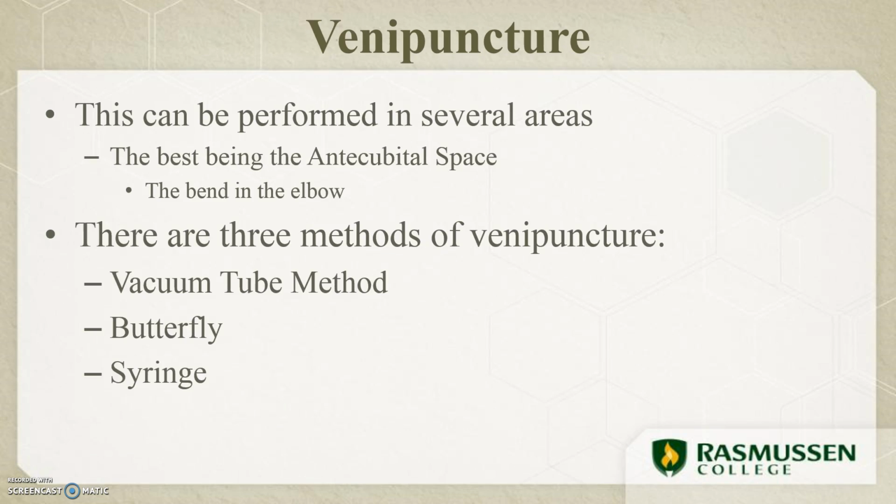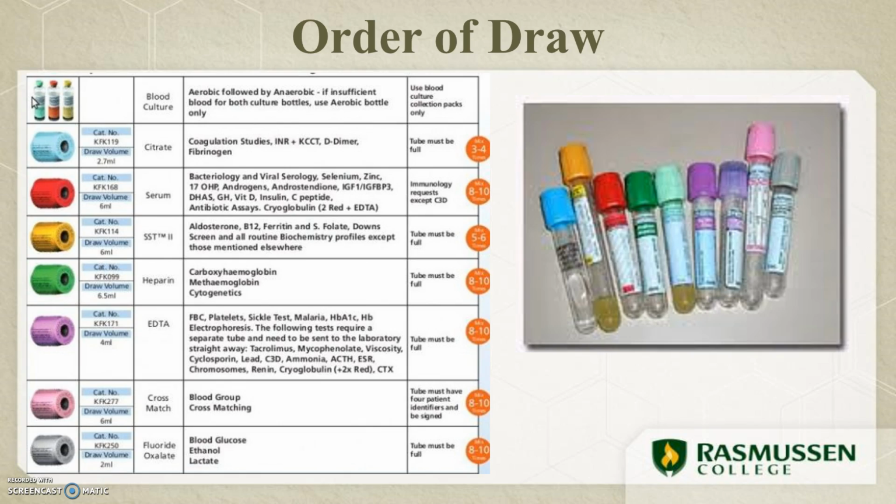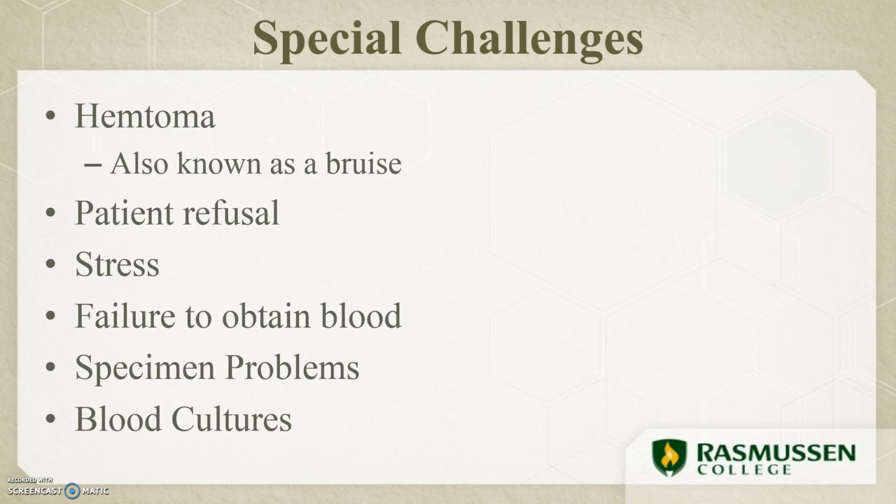Your venipuncture procedure, I'm sure many of you remember how to do this. Best place to actually do this is what we call the antecubital space or the bend in the elbow. And you have three methods of which you use: vacuum tube, butterfly, and syringe. We also deal with order of draw, and I'm sure that many of you remember the importance of an order of draw, knowing that you have to do this in order to avoid actually contaminating your tubes and ruining a blood sample.